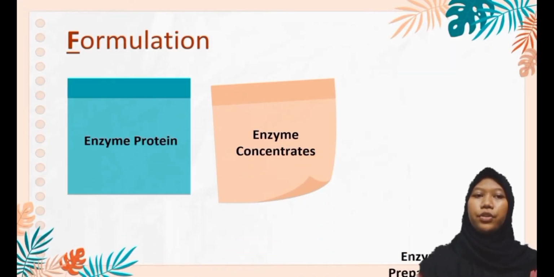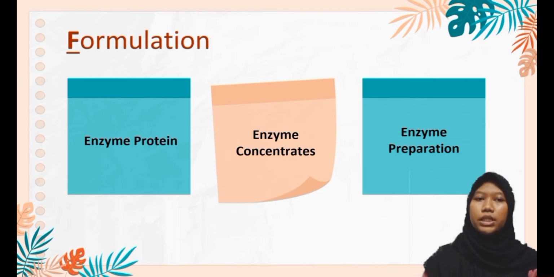There are 3 different forms of enzyme. First, enzyme protein itself, which is a pure substance. Second, enzyme concentrate, which is the product after fermentation or extraction. Lastly, enzyme preparation, which is a formulation containing one or multiple enzyme concentrates with the addition of stabilizer, preservative, and diluent to stabilize the enzyme. Those 3 forms of enzyme are the formulations that are sold in the market.